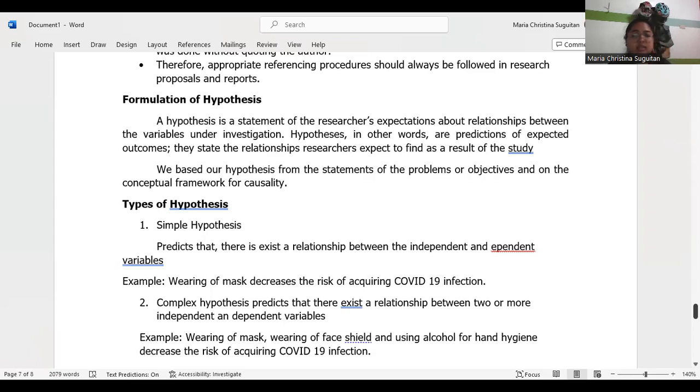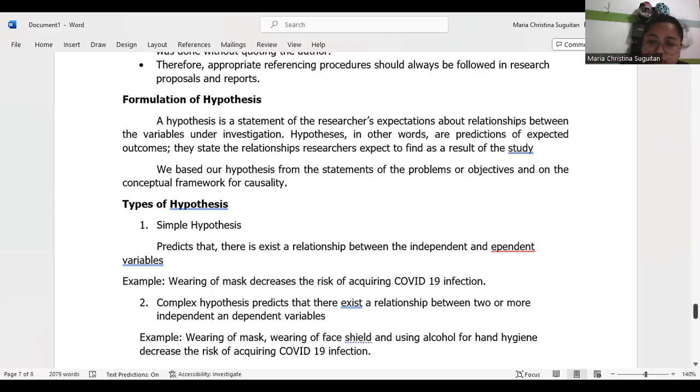Kung kanina, parang isa lang ang nire-refer. Ito naman, sa complex, it is two or more independent or dependent variables. Like, wearing of mask, first variable. Wearing of face shield, second. And then third, using alcohol for hand hygiene. Of variables decrease the risk of acquiring COVID-19 infection. So kaya nga two or more, that's complex.